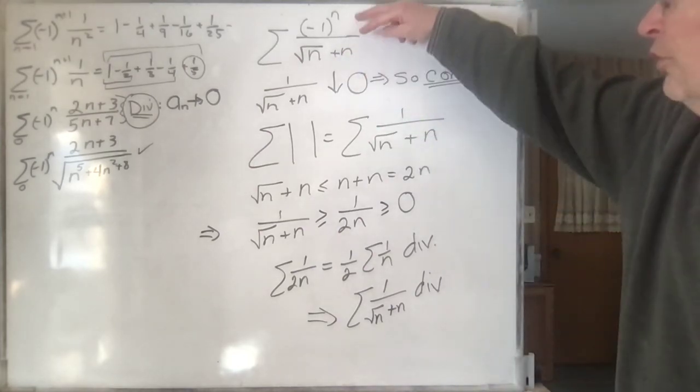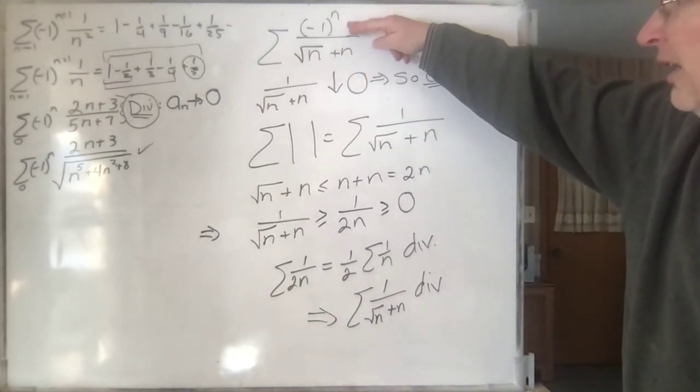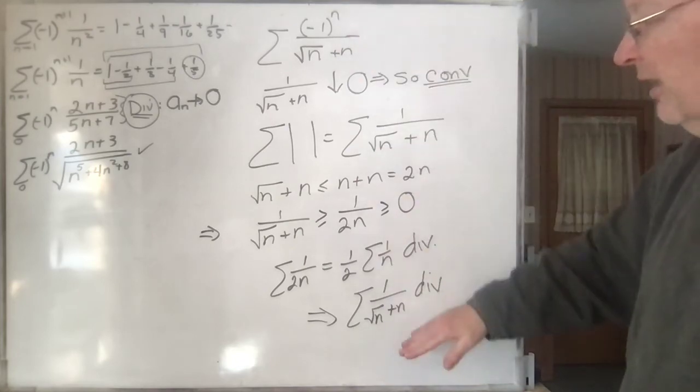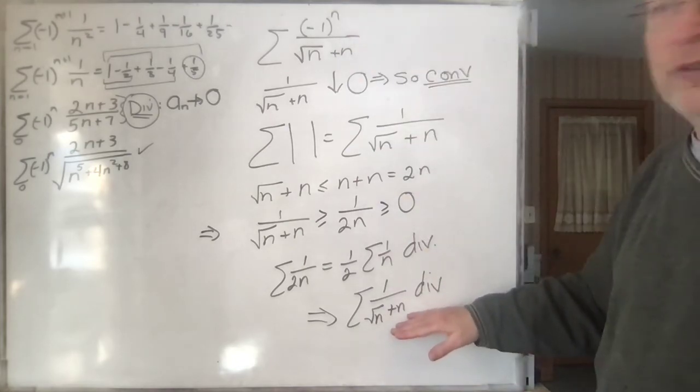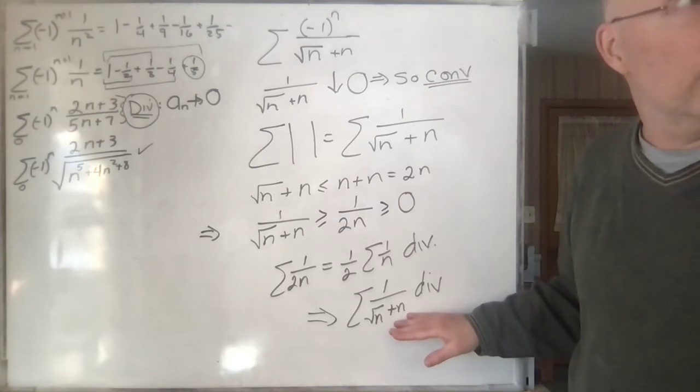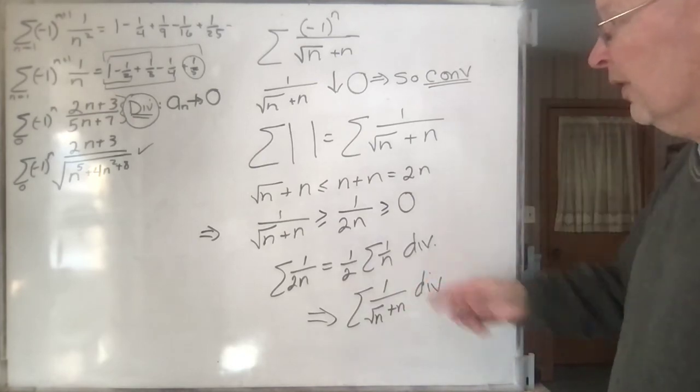So it converges because of the alternating sign. Otherwise, they don't go to 0 fast enough. They don't go to 0 fast enough. So that's one way to do it.